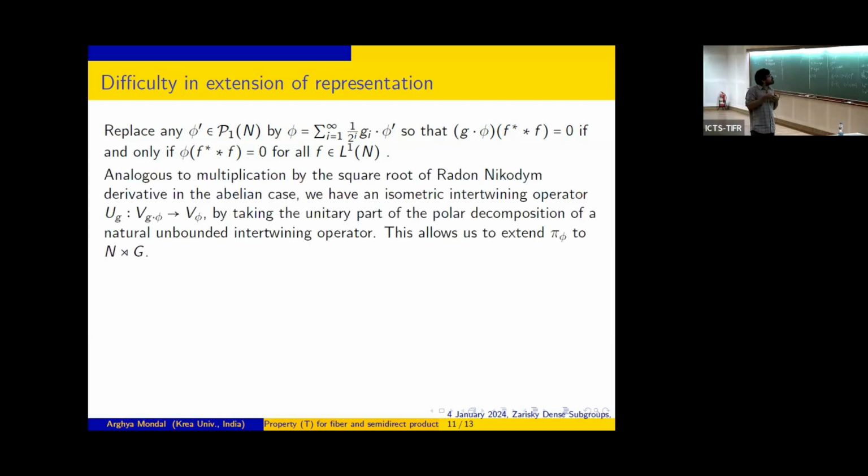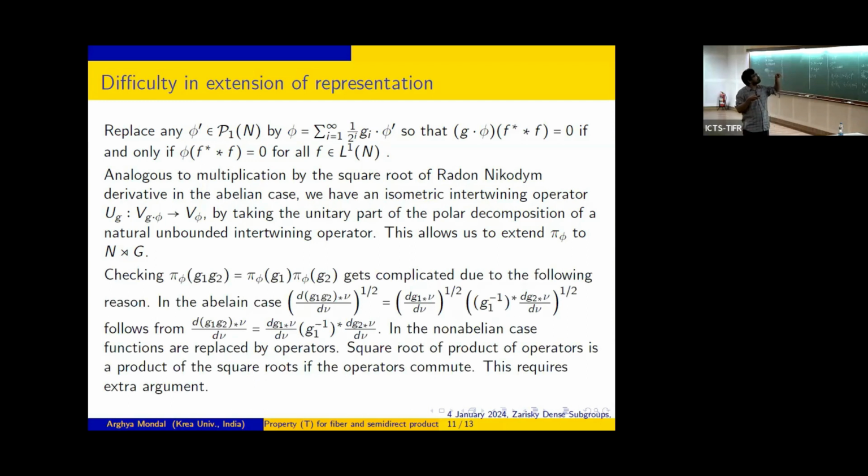So now, analogous to the multiplication by the square root of the Radon-Nikodym derivative in the abelian case, here also we'll have an isometric intertwining operator between the two GNS constructed representation spaces, V of G dot phi and V phi. And this is done by taking the unitary part of a polar decomposition of a natural unbounded intertwining operator that will come here. And this will allow us to extend the representation to the whole group, which is compatible with the action of N. But in this case, again, you have to check that this is an actual group homomorphism.